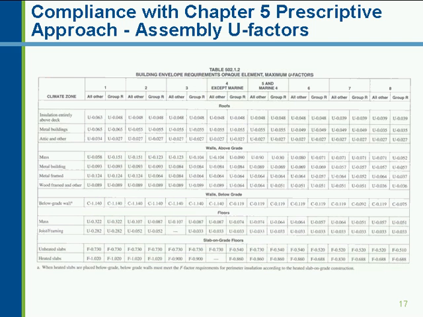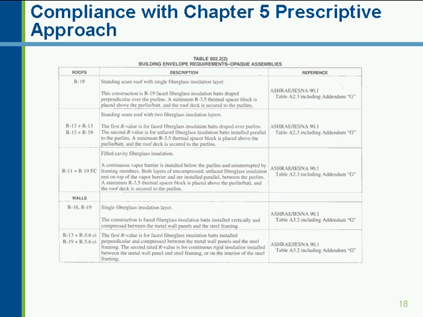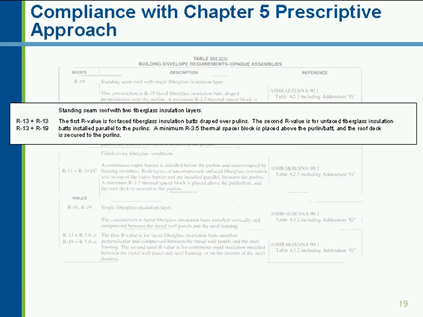We talked a little bit about metal wall assemblies and metal roof assemblies. And I want to show you Table 502.2, which actually gives you a key on how you build some of the assemblies that require double layers of insulation. So for example, let's say we want to do an R13 plus an R13 roof assembly if we're required to do it in one of the climate zones.